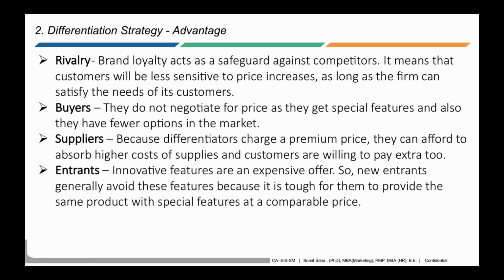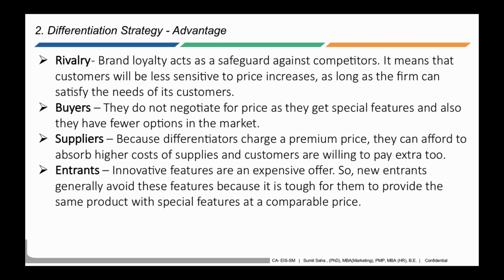Innovative features are an expensive offer. So if I say that I am Apple and the same features I want to give as a new entrant, it is very difficult because Apple has invested a huge amount of money in R&D to create this architecture, right? And if I expect, being a new entrant, to give all the support and all, it's difficult. So it's a threat for them. Good for the company who is following this differentiation strategy, right?